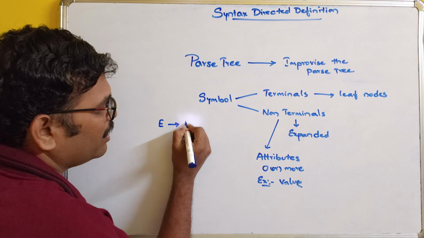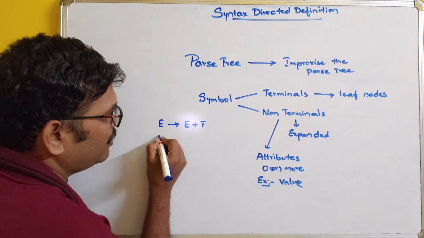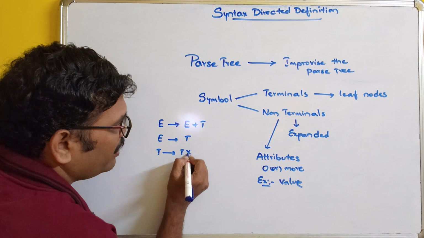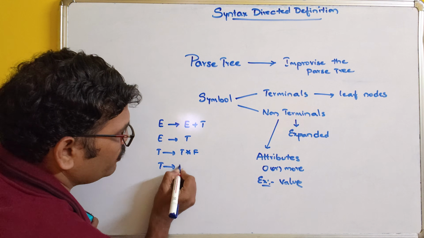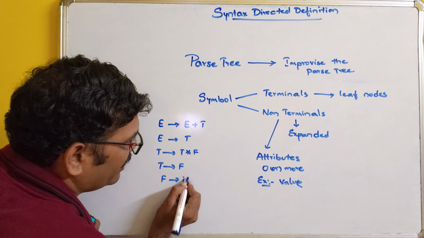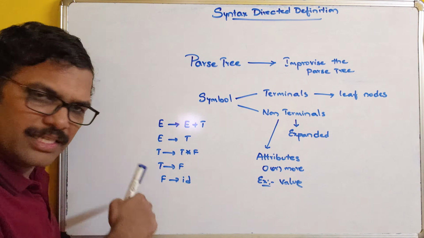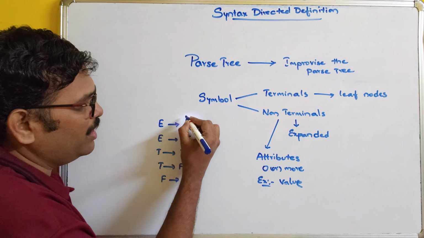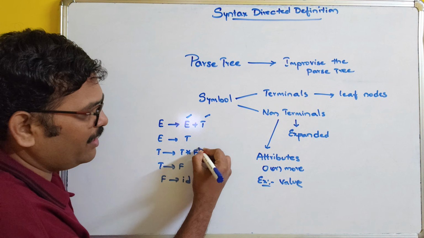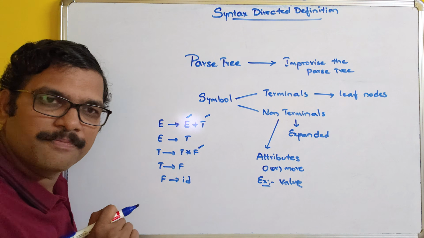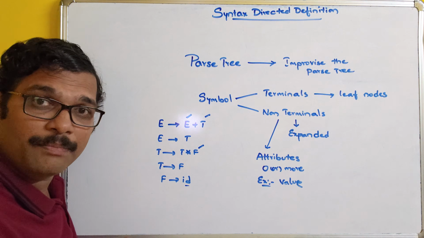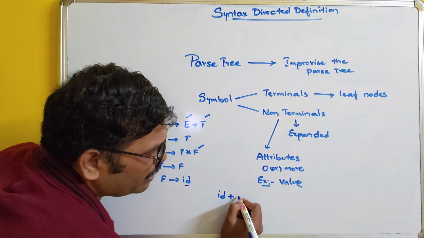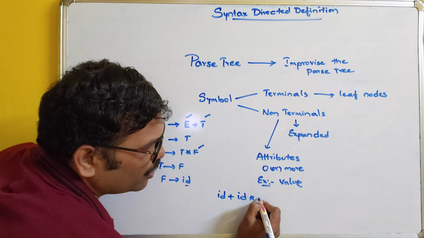there are productions like E tends to E plus T, E tends to T, T tends to T into F, T tends to F, and F tends to ID. We have already seen these kinds of productions while generating the parsers. Here E, T, F are all non-terminals, whereas ID is a terminal. So how can we write it? For example, if you want to give ID plus ID into ID.